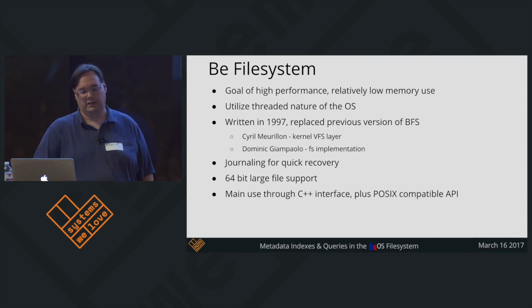But what the B file system did is that it really counted those attributes as being a first-class part of the file system. The file system on BeOS was built to take advantage of the multi-threaded nature of the operating system and still produce a lot of features in a relatively low memory footprint for the machines at the time. The primary work was done by Dominic and Cyril, who are two engineers at Be. Cyril built the VFS layer because that was a portion that previously the BeOS didn't have. And then Dominic was the one who did most of the work of how it's going to wind up on the actual blocks on disk.